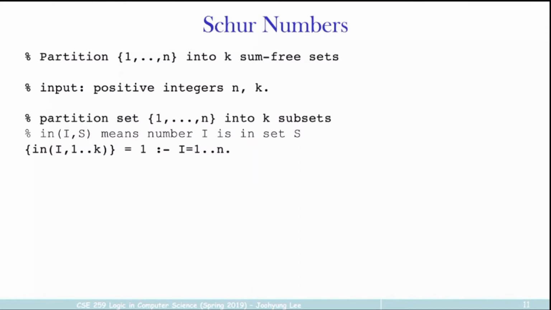Okay? So for instance, for this problem, domain is 1, 2, 3, up to 13. And the range has 1, 2, 3. There are 3 buckets. How many possible functions are there? Where the domain is 1, 2, 3, up to 13. And the range is 1, 2, 3. How many functions are possible?